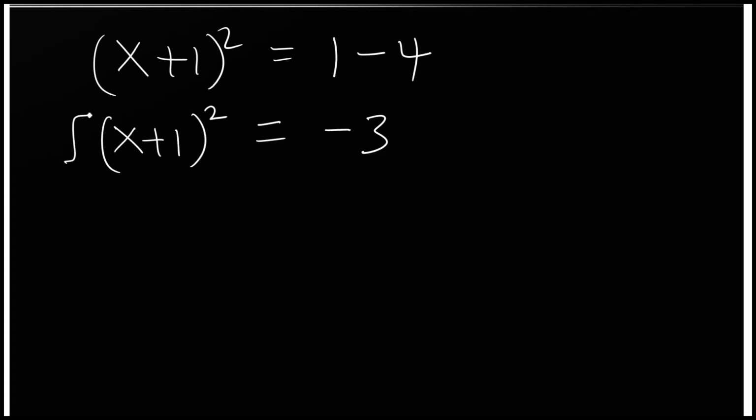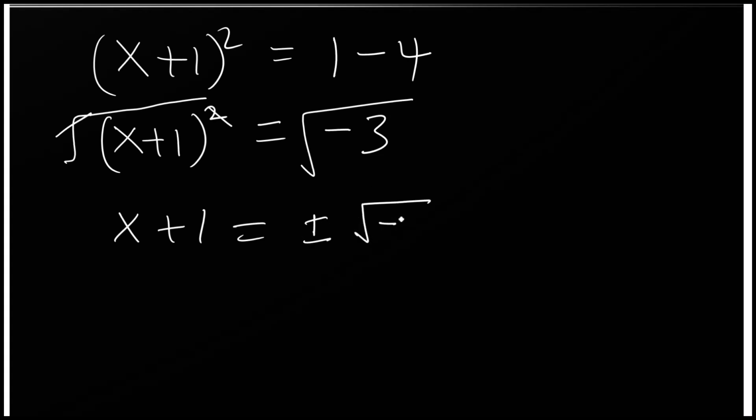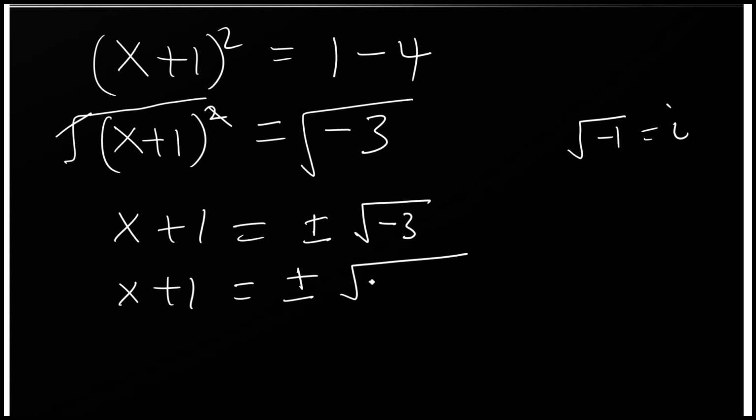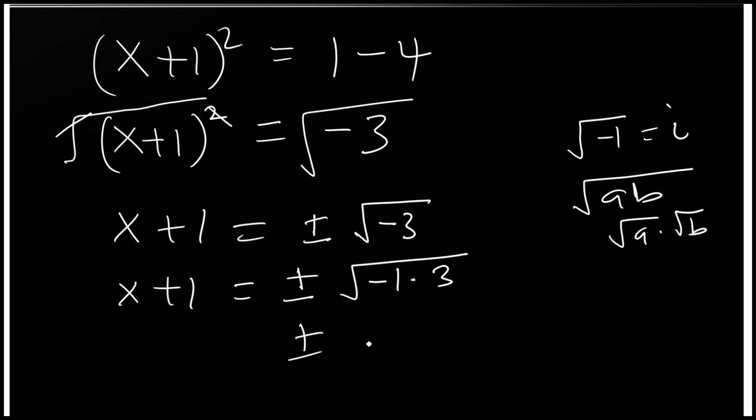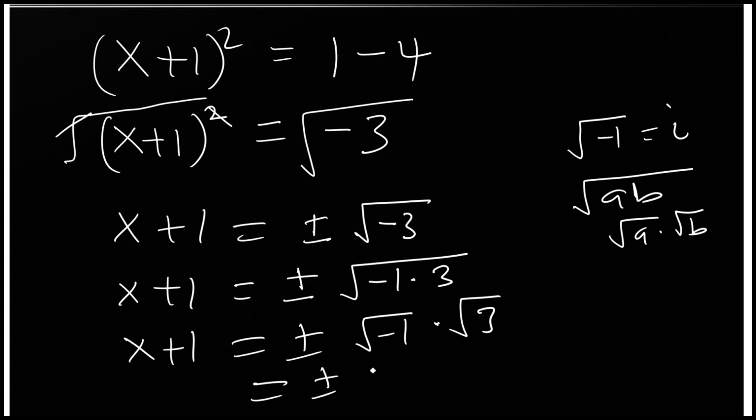So let's remove the power here by taking square root on both sides. So we have x plus 1 equals plus or minus square root of minus 3. So this one is complex. Remember, square root of minus 1 is i. So we have x plus 1 equals plus or minus square root of minus 1 times 3. When you have square root of ab, it's the same as square root of a times square root of b. So plus or minus square root of minus 1 times square root of 3 equals x plus 1. So this one will be i times root 3, x plus 1.